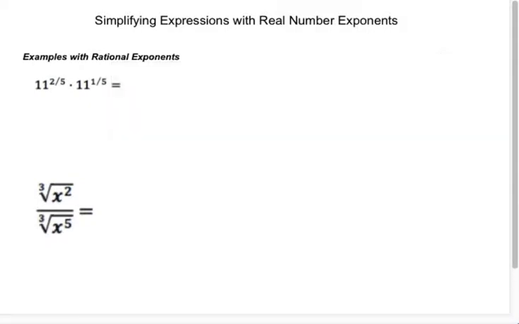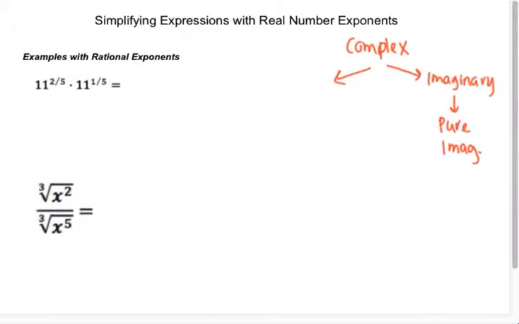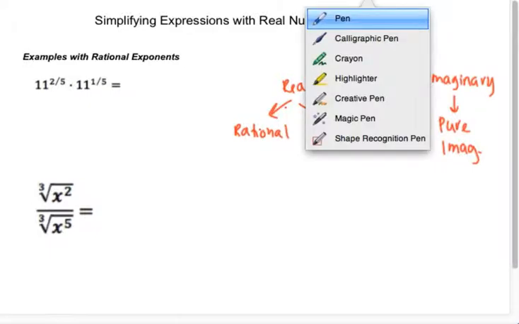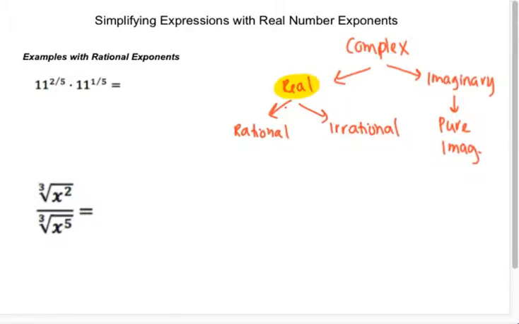So today's notes are simplifying expressions with real number exponents. And remember, from the notes yesterday and a review from last unit, all numbers are called complex numbers, and they're split into two parts, imaginary and real. The imaginary numbers, if they just have an imaginary part, are pure imaginary. And then over on the other side, you have your real numbers. Those are the ones that aren't square roots of negatives. And real numbers are split into two groups, irrational and rational. Remember that rational numbers are the ones that are fractions, and irrational numbers are not fractions.